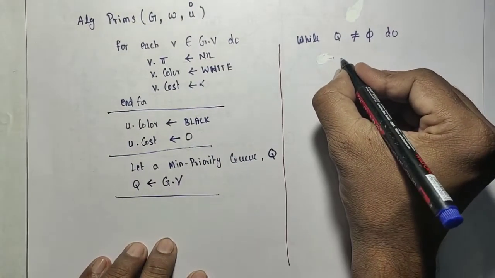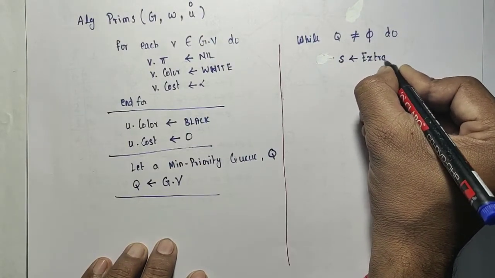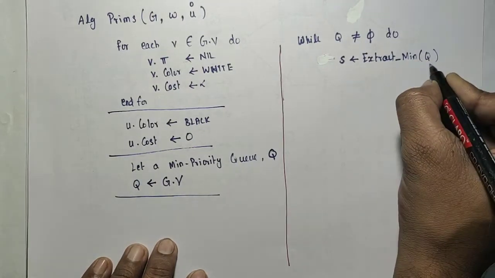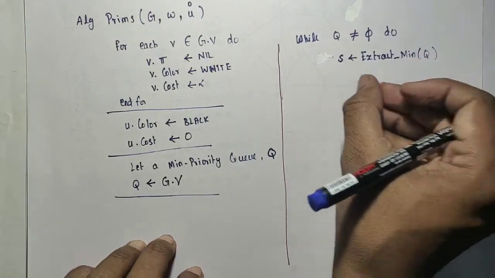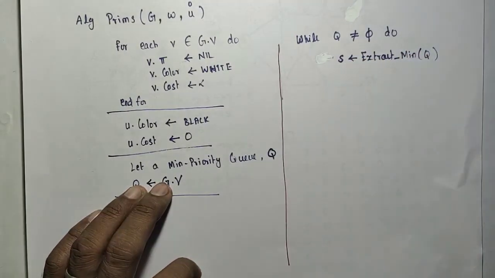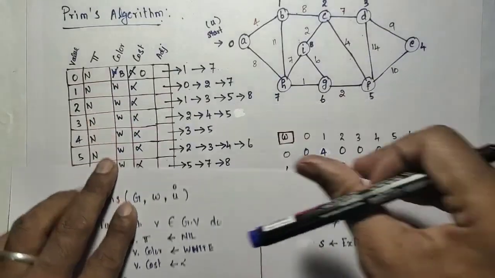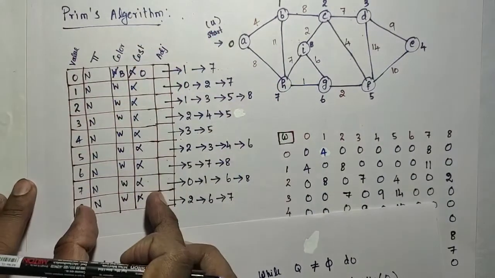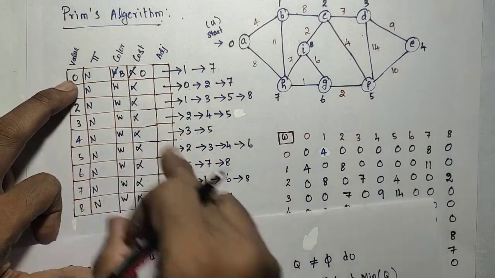So min priority queue, that is S equals extract-min of that queue. We are extracting the minimum one from that queue, so it will return that cost. So S is nothing but the index of the vertex with the least cost. There is no need to write the queue and trace it. Just look at the existing one and pick the vertex with the least cost, and mark it as S.